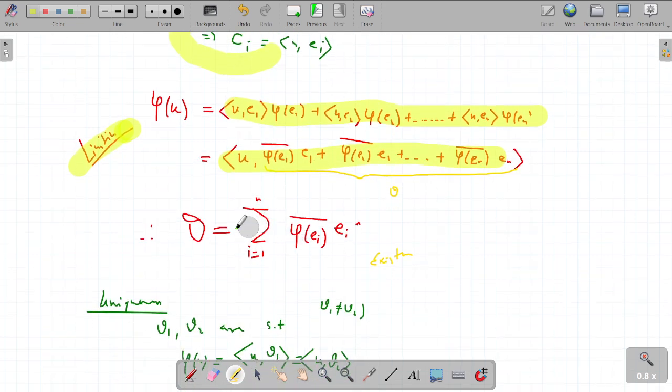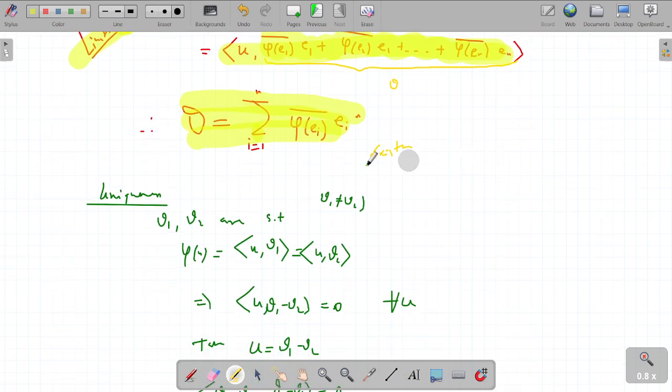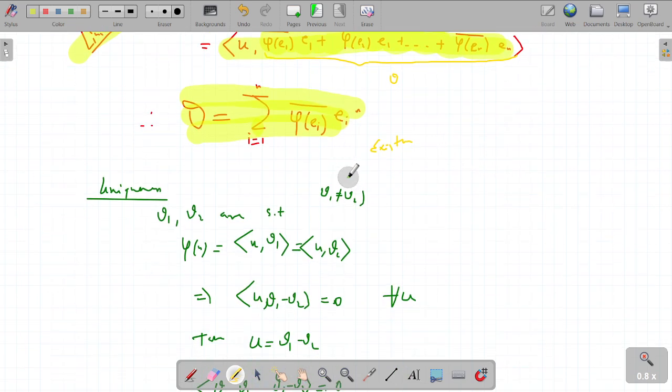Now we are almost done. We will consider this sum to be our v, and we are done. So we are done with the existence. Now we have to show the uniqueness.